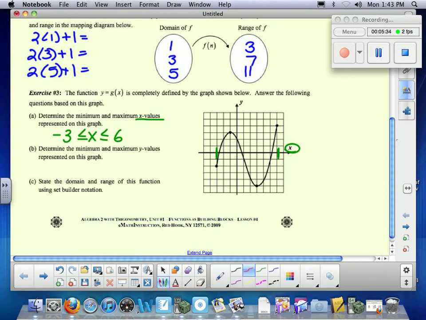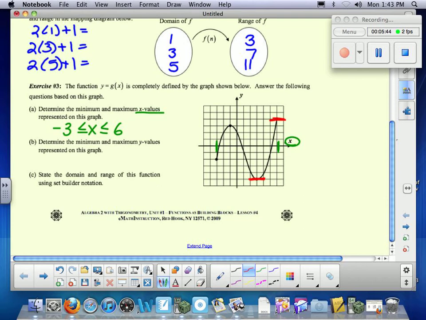Letter B, we're going to do the same thing with our y values. So it's our minimum y and our maximum y. -5, and 4. I would read that y is greater than or equal to -5, and y is less than or equal to 4, or y is between -5 and 4.